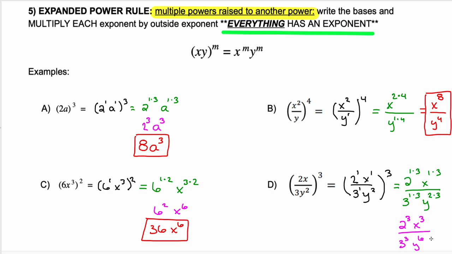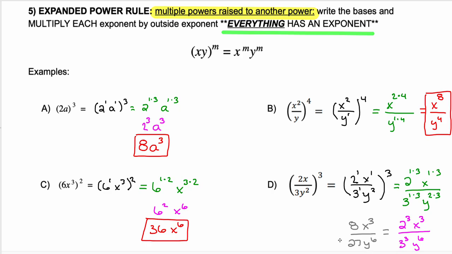We still need to see that 2 cubed and 3 cubed have no variables with them. It means we can simplify that further. Let's go ahead and simplify that real quick. 2 cubed is 8. So we have 8x cubed in the numerator. And then 3 cubed is 3 times 3 times 3, which is 27, y to the 6th in the denominator.